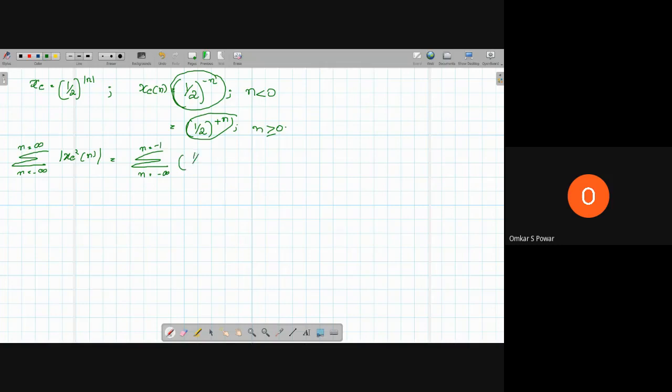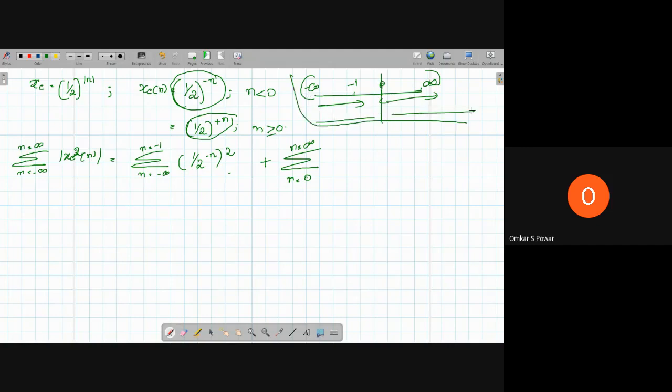What is the value? Half of minus n the whole square, because x is square of n. Okay, so from minus infinity to minus 1, we have half of minus n, plus summation n equals 0 to infinity. So for minus infinity to minus 1, then from 0 to infinity. Instead of taking the whole thing, I'm just cutting it into slices like a cake, so that I'll get the values easily. So it will help me simplify my work.